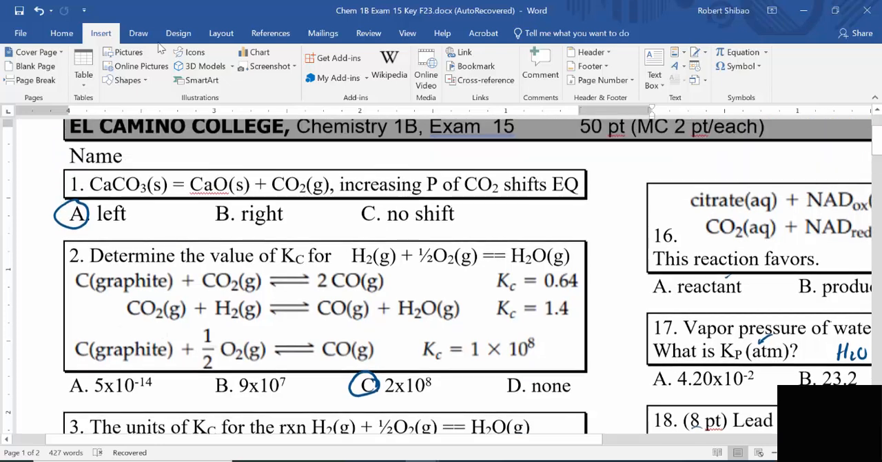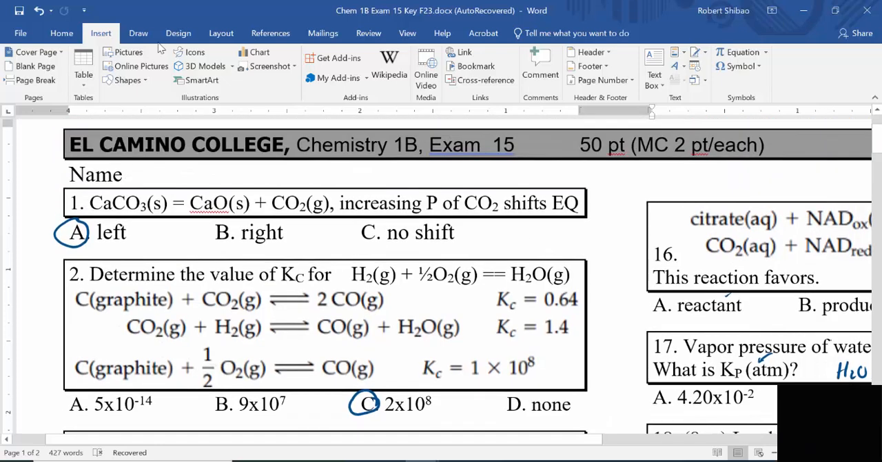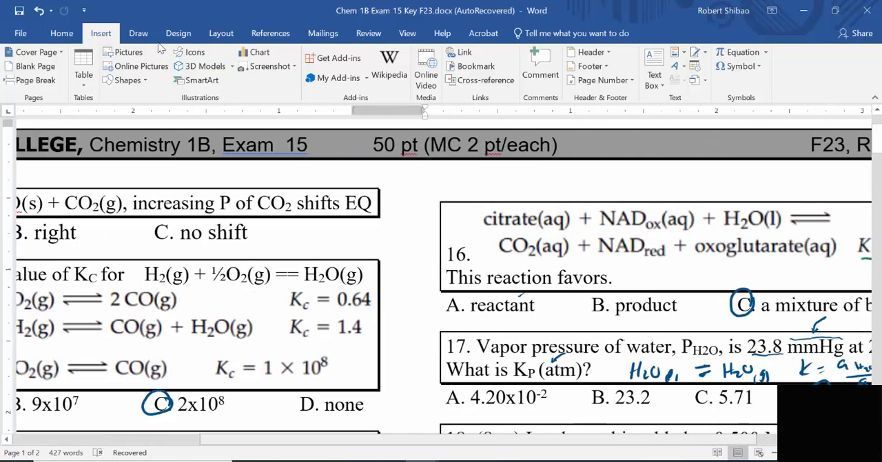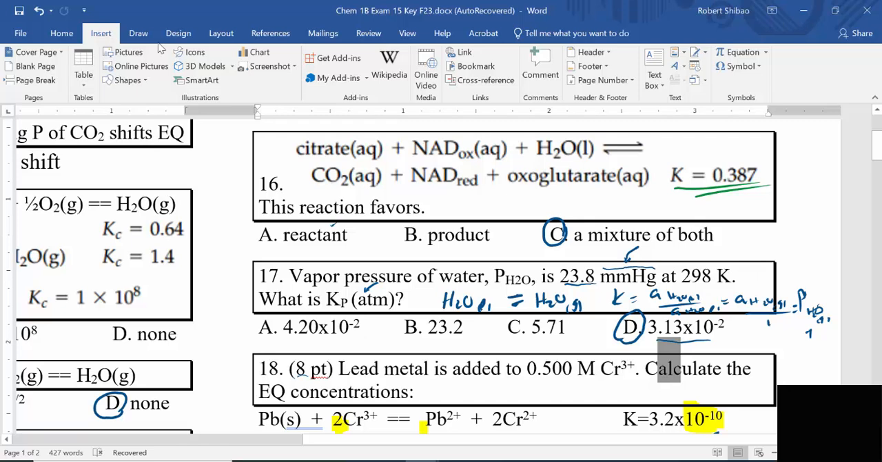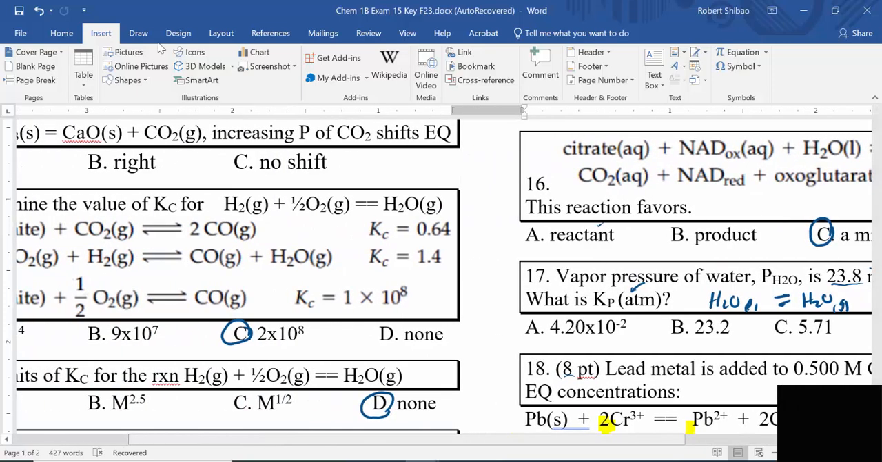I have a question. For number 17, if a question on the exam needs a conversion, is the conversion something we're supposed to know, or would it be given on the exam? If the conversion isn't on the exam, you can ask me for it. Usually I'll just write conversions on the board. So if you forgot the conversion from millimeters of mercury to atmospheres, it's okay. You can ask me. I'll give it to you.